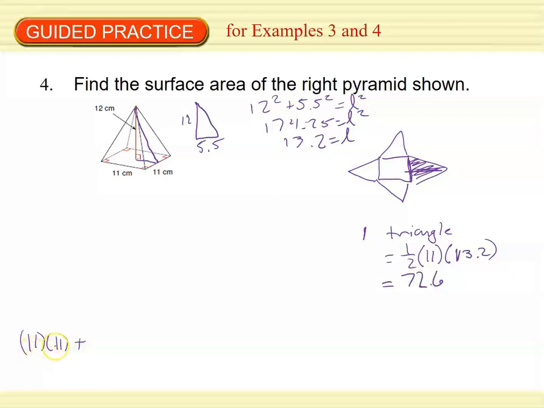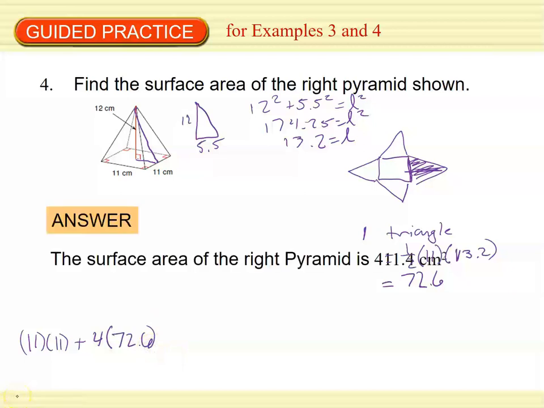And so we're going to take that 11 times 11 that we had over here and add to it 4 triangles that are each 72.6. So we type that into our calculator and you should get 411.4.